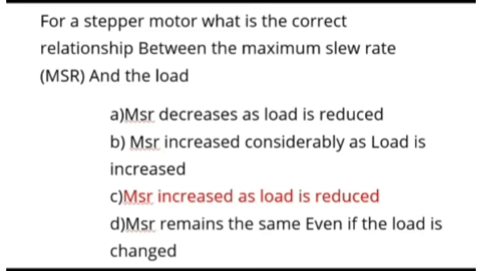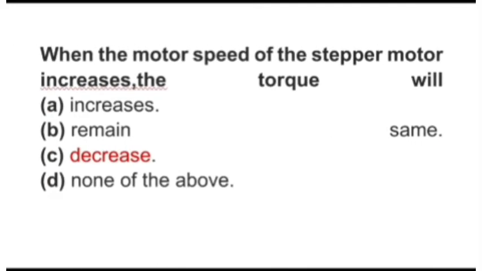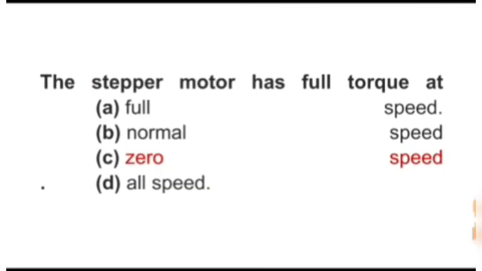Next question is, when the motor speed of the stepper motor increases, the torque will. Options are increases, remain same, decreases, none of the above. So correct answer is decreases. Next question is, the stepper motor has full torque at. Options are full speed, normal speed, zero speed, all speeds. Correct answer is zero speed.